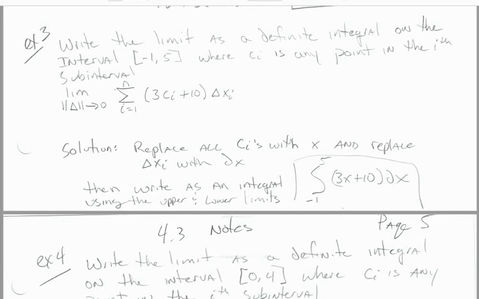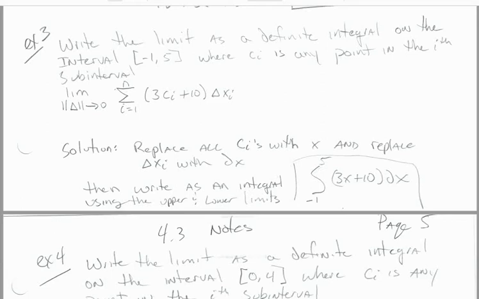So example 3, write the limit as a definite integral on the interval -1 to 5, where ci is any point in the ith subinterval. So we're going to take the limit as the norm goes to 0 of the sum from i equals 1 to n of (3ci plus 10) times delta xi. This is a very simple and easy substitution. Do not make this hard.